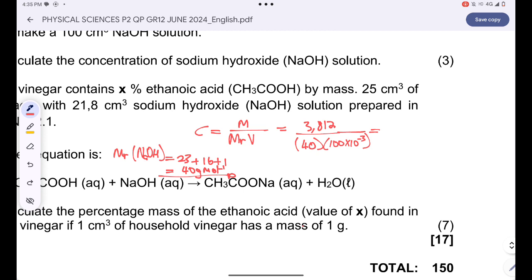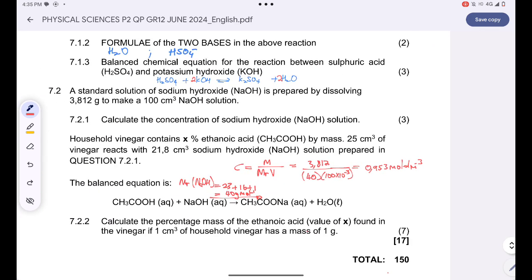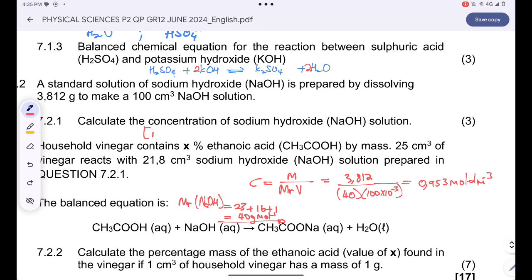So this will just give me a concentration of 0.953 moles per cubic decimeter. So the concentration of my sodium hydroxide is basically 0.953 moles per cubic decimeter.